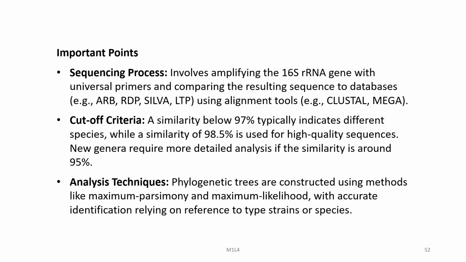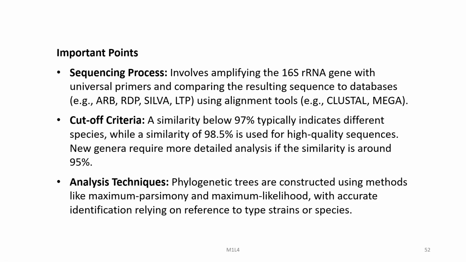Some of the important points in this regard are the sequencing process. This involves amplifying the 16S rRNA genes with universal primers and comparing the resulting sequences to databases like ARB, RDP, SILVA, LTP, and using alignment tools like Clustal and Mega. Then we need to set a cutoff criteria.